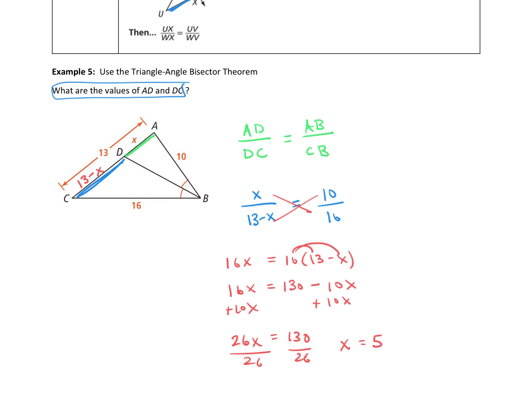All right, so if we go back to our picture, we are trying to figure out what AD is. Well, AD is whatever we got for x. We got x is 5, so that means AD is 5. And then DC right here is 13 minus whatever x was. x was 5, so 13 minus 5 gives us 8. And there's AD and DC.